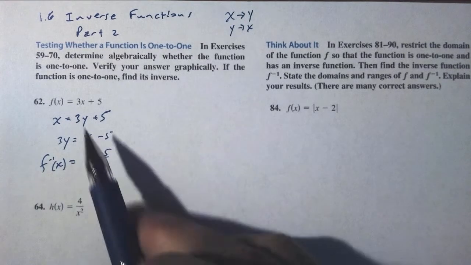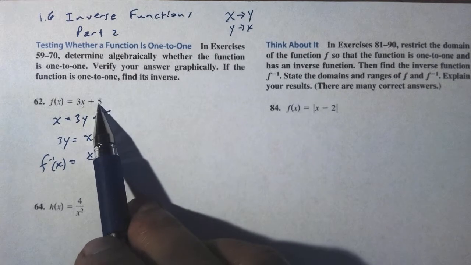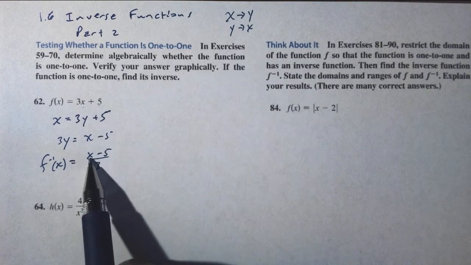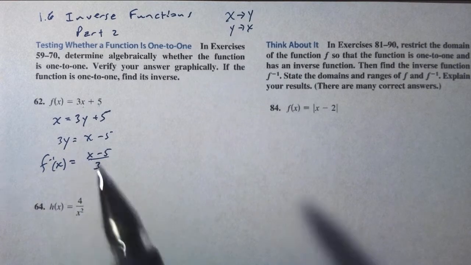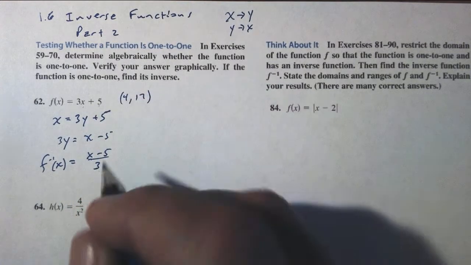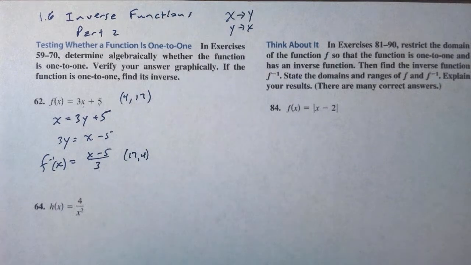So if I take a look at this: if I put 4 in here, I get 12 plus 5, 17. If I put 17 in here, I get 17 minus 5, 12, divided by 3. I get back to 4. So this graph contains 4, 17, and this graph contains 17, 4.